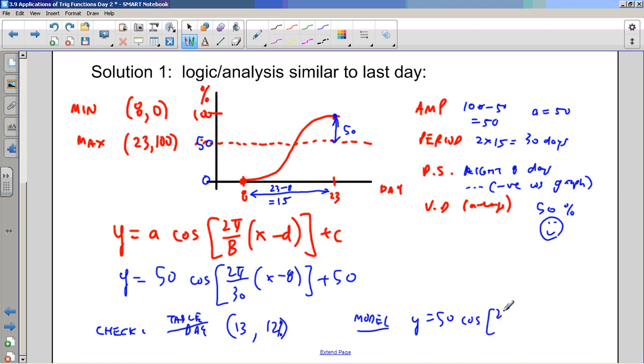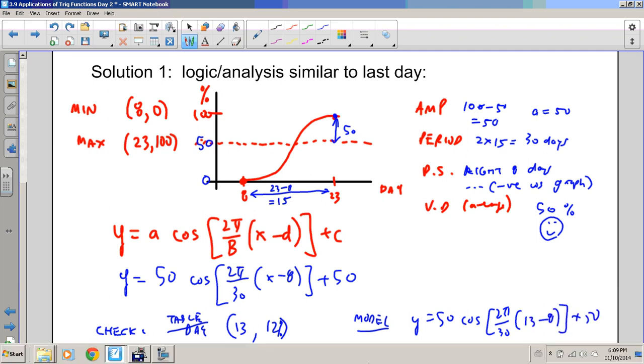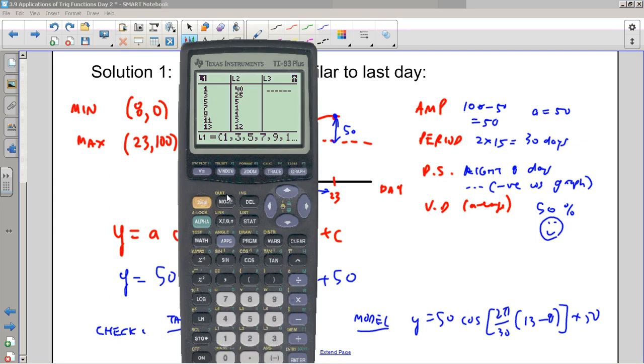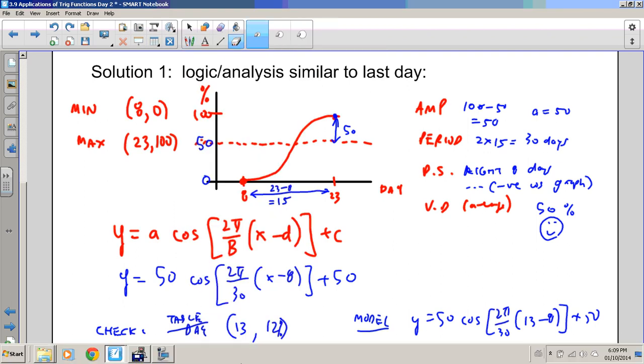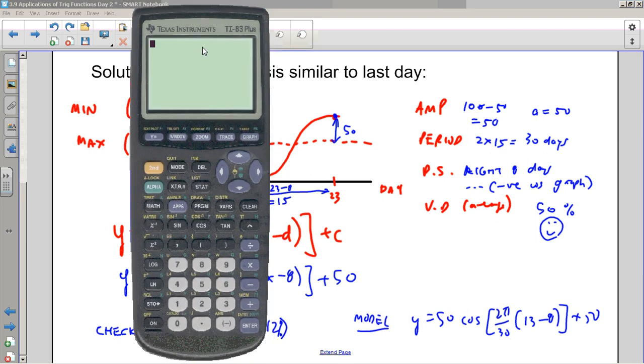And I'm actually going to put that into my calculator, or try. 13 minus 8 plus 50. Do I have a graphing calculator somewhere? Yes, I do. Turn that baby on. Let's go. And second, quit to go out to the normal calculator spot. Where to go, where to go? All right. Come on, you. There we go.